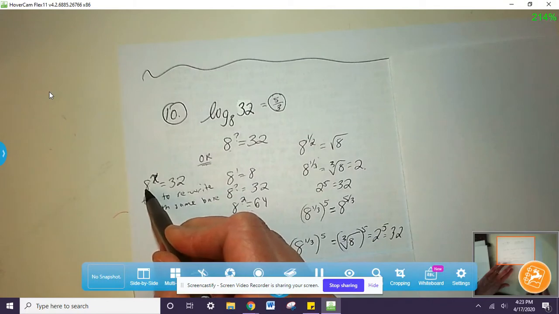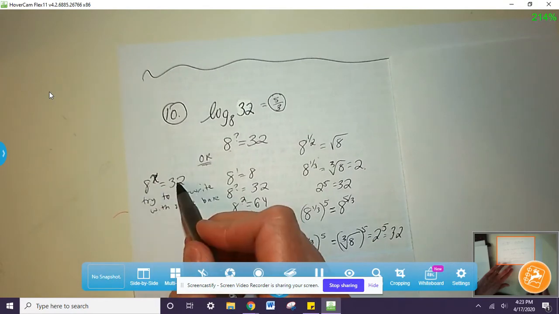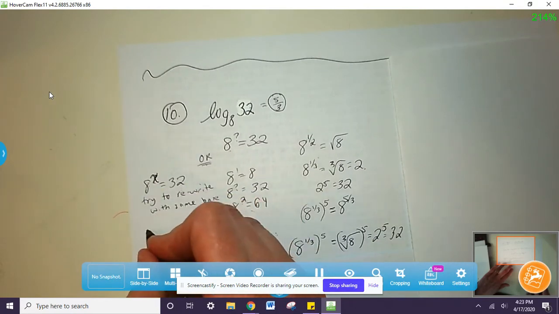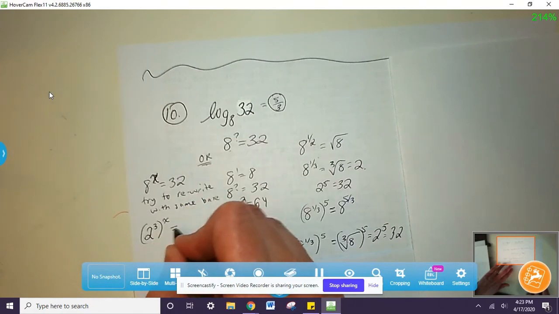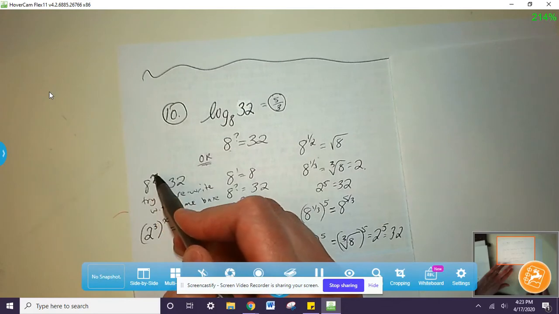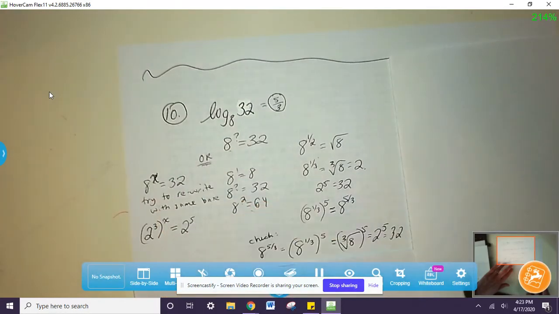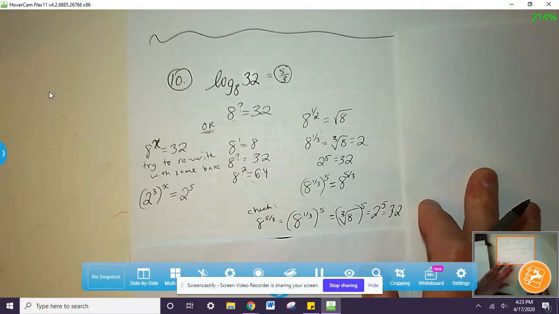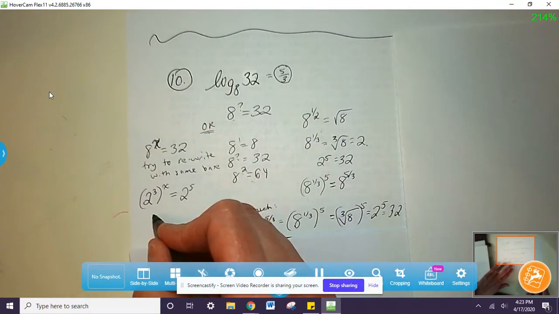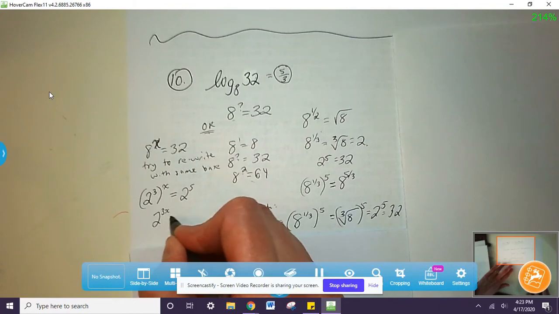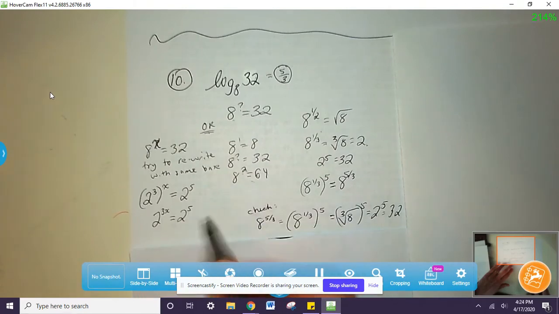So 8 can be written as a power of 2, and 32 can be written as a power of 2. So if I rewrite 8 as 2 to the third, I have 2 to the third to the x. And if I rewrite 32 as 2 to the fifth, I'm going to be able to solve that for x. Because when you have a power to a power, you multiply. And what we have is 2 to the 3x equals 2 to the fifth.